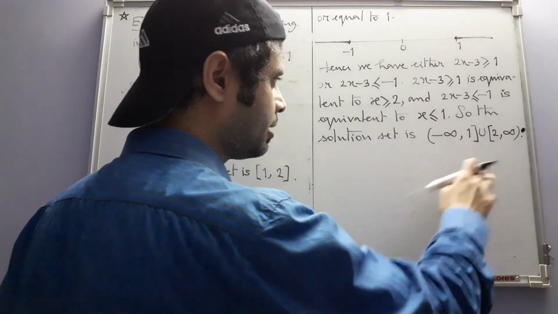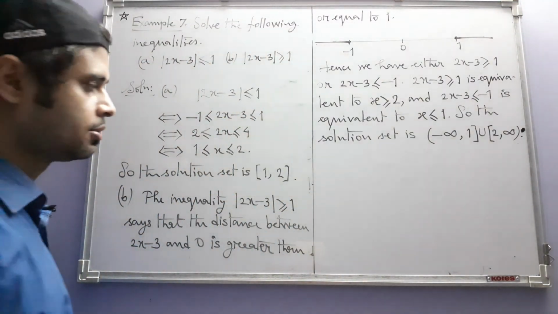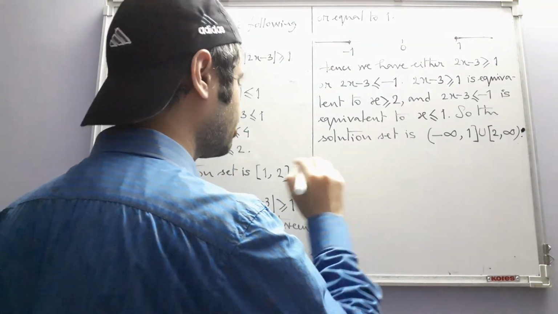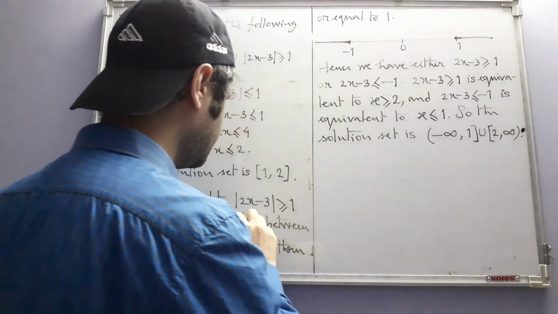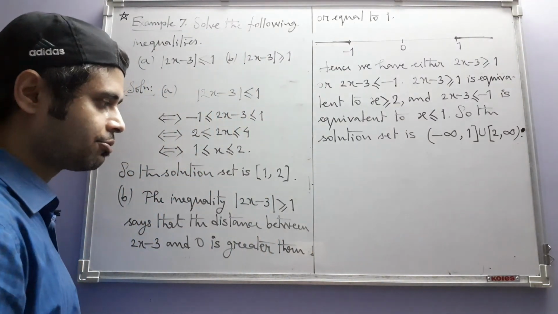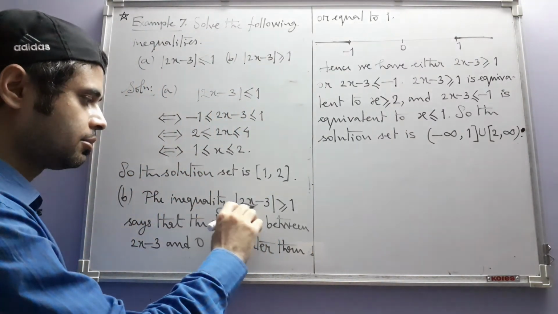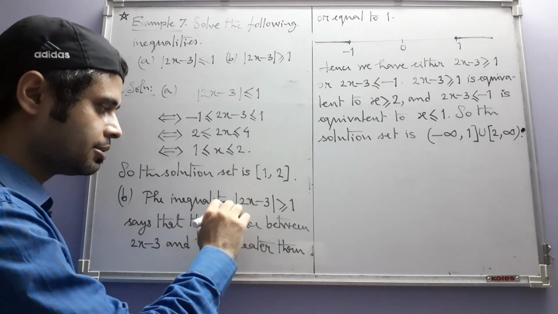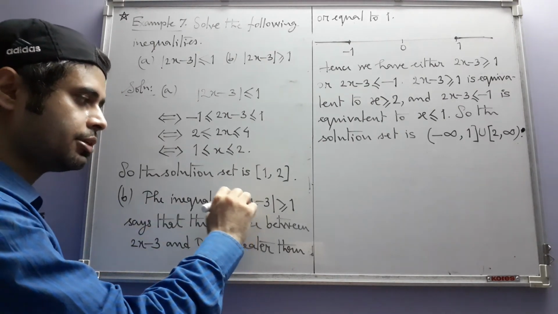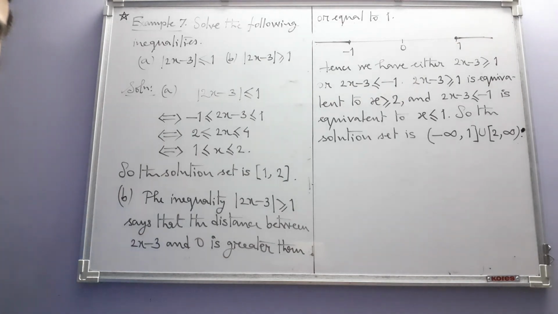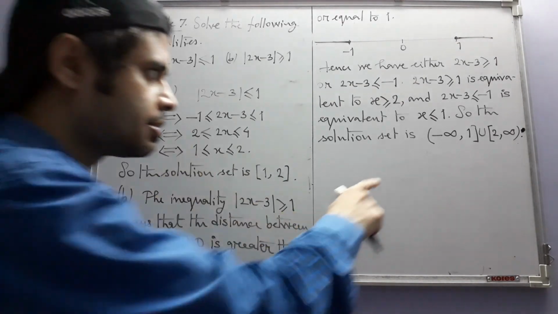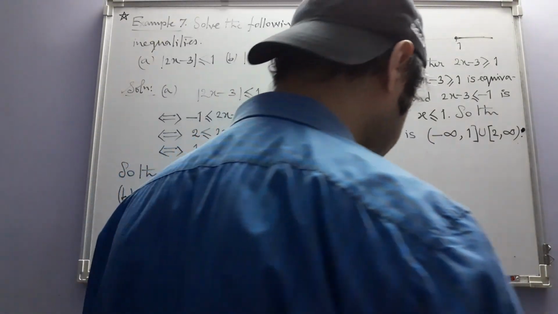But you can see that this inequality will not be satisfied if you take a number between 1 and 2. Say you take 1.5, then 2 times 1.5 is what? 3. 3 minus 3 is 0. Absolute value of 0 is 0. 0 is not greater than or equal to 1. So this is the solution set.